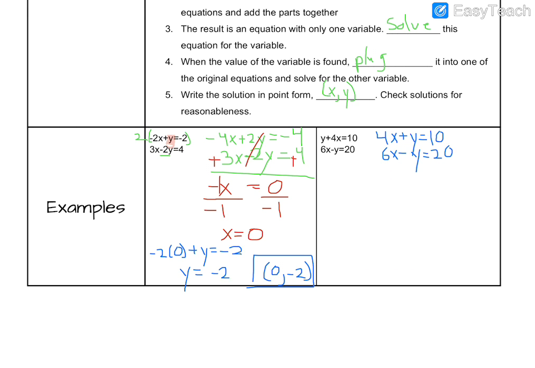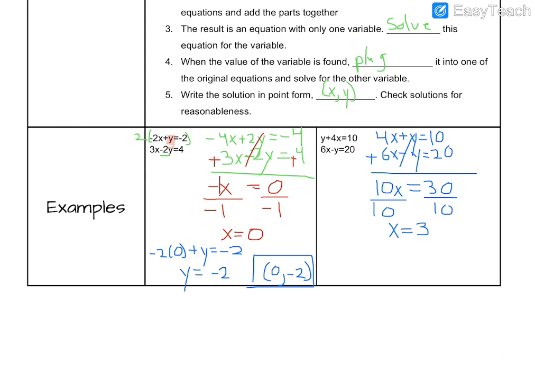We're going to look and see, does anything cancel out? 4x and 6x, that's not it, but y and negative y, so we have a 1 and a negative 1, that will. So we don't need to do anything else to this other than to start solving. 4x plus 6x is 10x. Our y's are going to cancel out. 10 plus 20 is 30. Solve for x, so divide by 10. X is equal to 3.